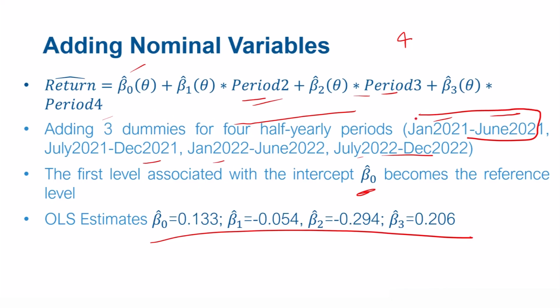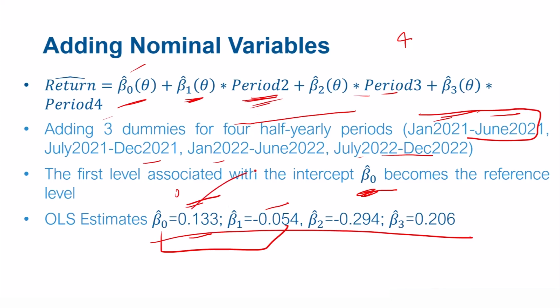First, the unloaded category becomes the reference category, which is beta naught, 0.133. So these are our returns in the first period. Now, subsequently, if you want to know the second period return, you need to add its coefficient to the reference category. That means for period 2 return, this beta 1 value of minus 0.054 is added to beta naught, and this combined will be your period 2 return.